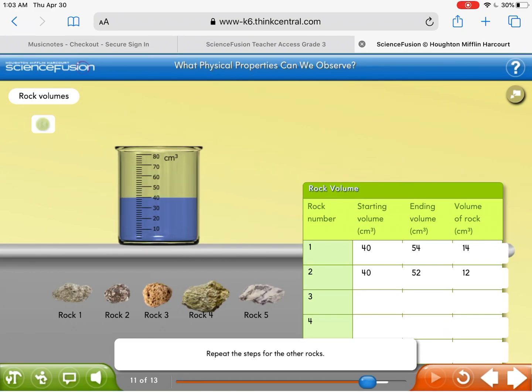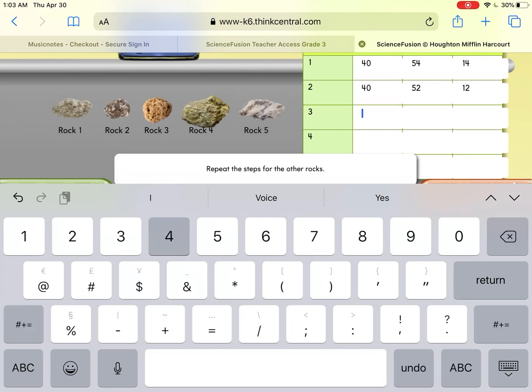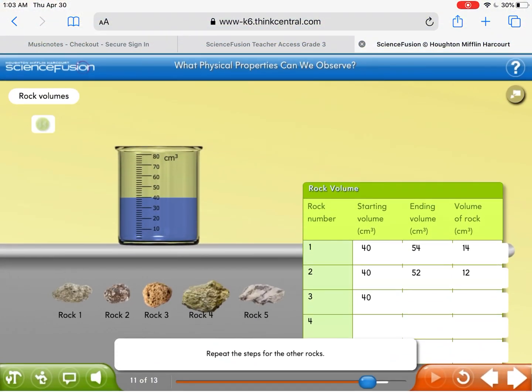Oops. Reset. Rock number 3. Whoops, I guess I should have double checked. So it is at 40 centimeters again. The water is at the same spot. Now let's put this rock in. And we are right in between the two lines.